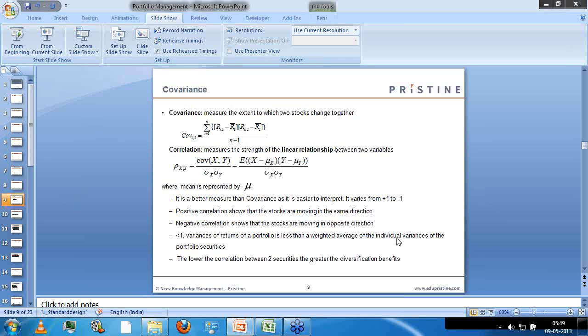So once again, I'm doing a bit of an audio check. Is the audio clear right now? You can respond by typing in the question box. Is the audio clear?